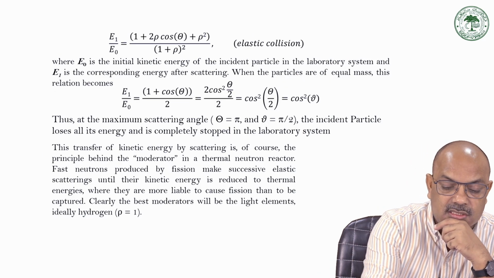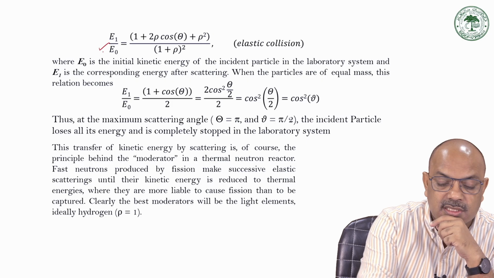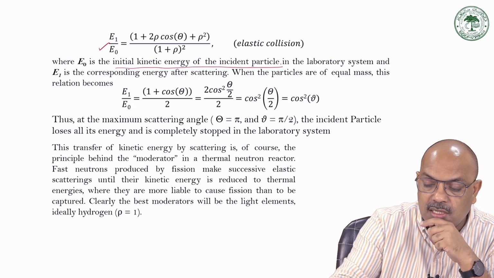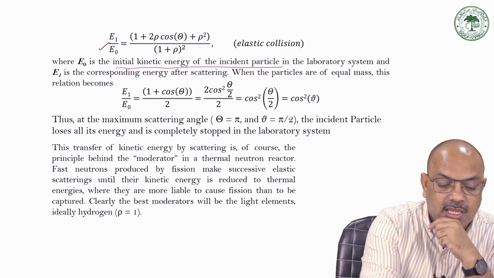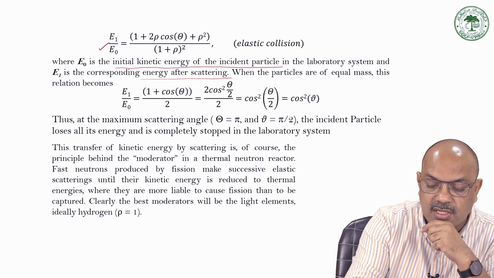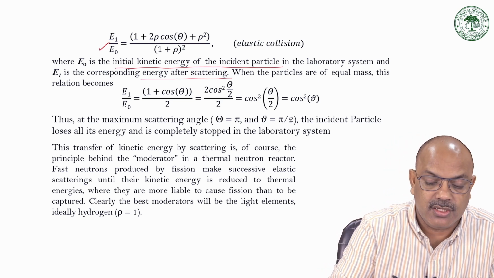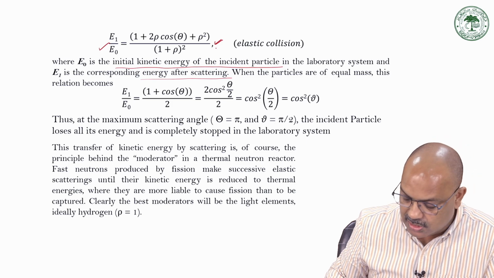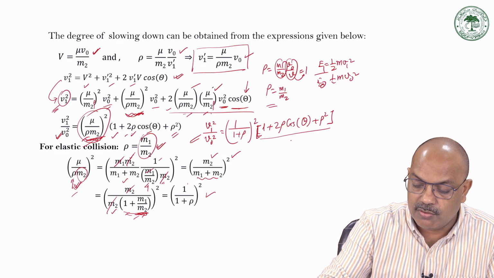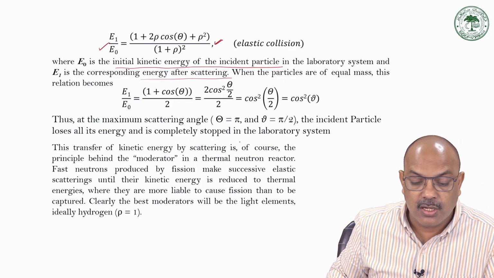So this is E1 by E0, because E0 is the initial kinetic energy of the incident particle in the laboratory system, and E1 is the corresponding energy after the scattering. Okay, so what is the energy loss going to be? We have this E1 by E0 ratio, which is what we figured out, divided by 1 upon rho square.